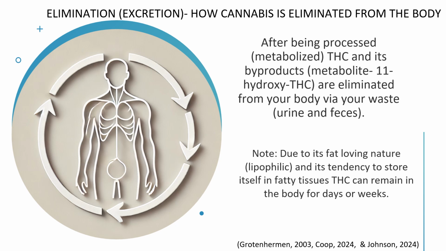Elimination: how cannabis is eliminated from the body. After being processed or metabolized, THC and its byproducts, metabolite 11-hydroxy-THC, are eliminated from your body via your waste, urine, and feces. Note, as we said before, due to its fat-loving nature, lipophilic, and its tendency to store itself in fatty tissues, THC can remain in the body for days or weeks.